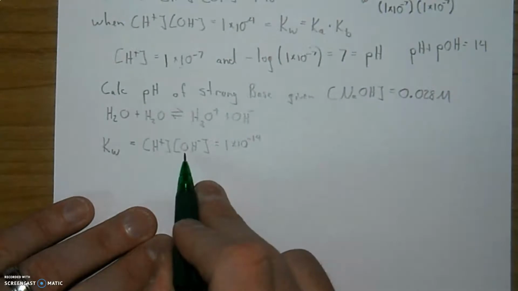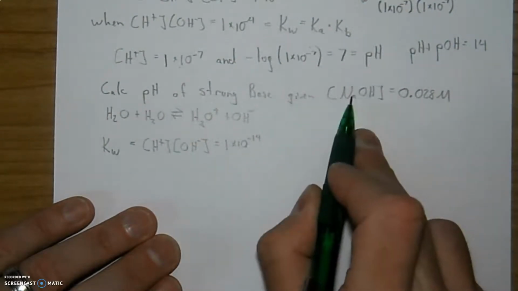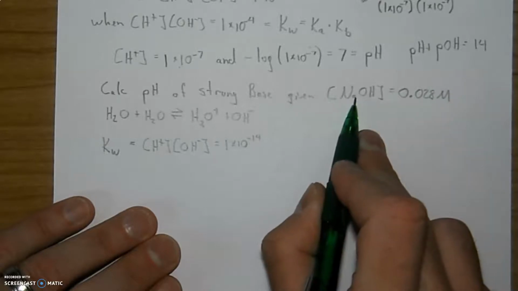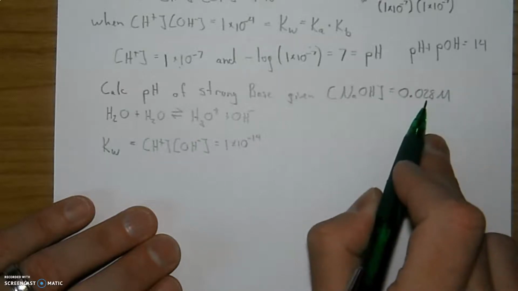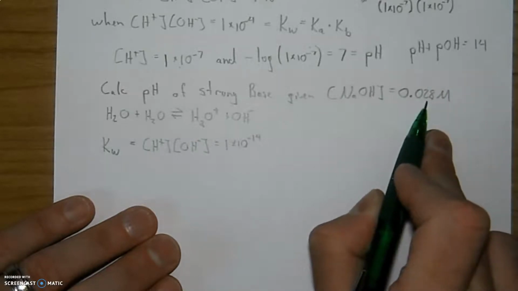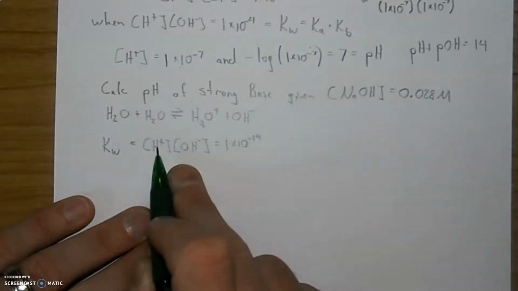I also know this value is right here. So remember, this separates up completely. Sodiums always separate. This goes to completion. Strong bases go to completion. So that value is true. Therefore, this is my hydroxide ion concentration. So I know that value. I know this value. And I need a pH.